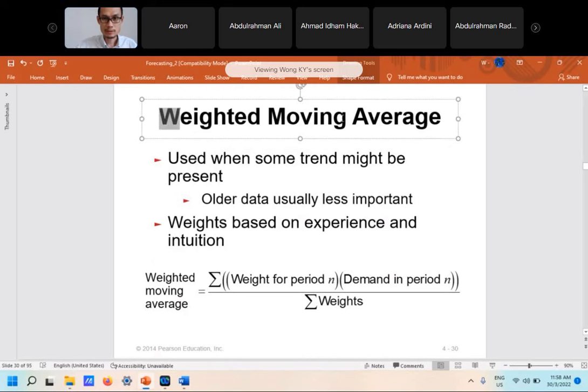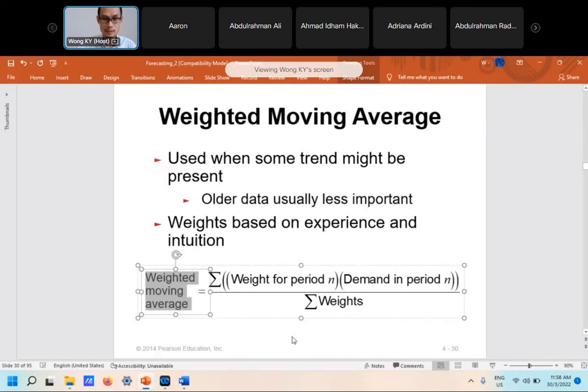So the weighted moving average is calculated using this formula. Understand, whenever I say weighted moving average value, it means that is the forecast value. You try to forecast something using the weighted moving average value. So calculating the weighted moving average value will give you the forecast value. It's calculated using this formula: you need the weights of demand in each period times the demand in that period, total up the summation, and then you divide by the total weight.